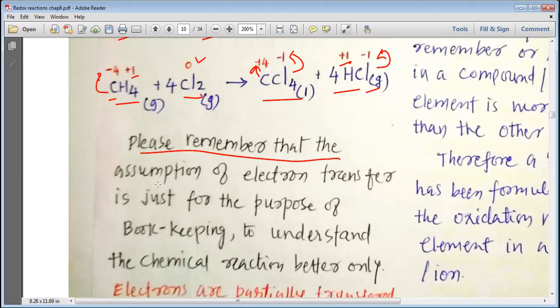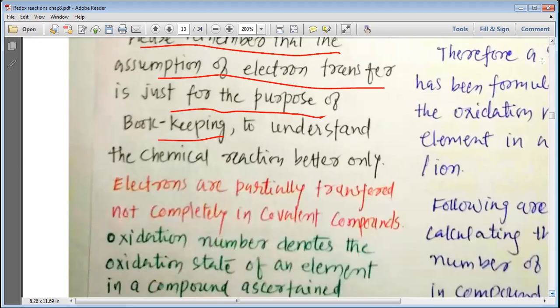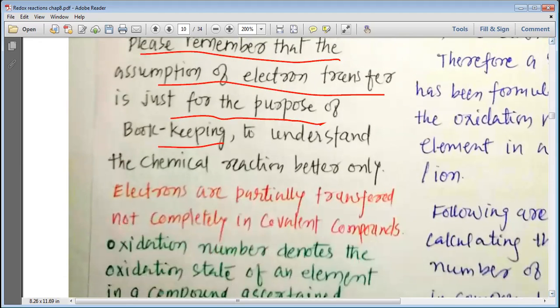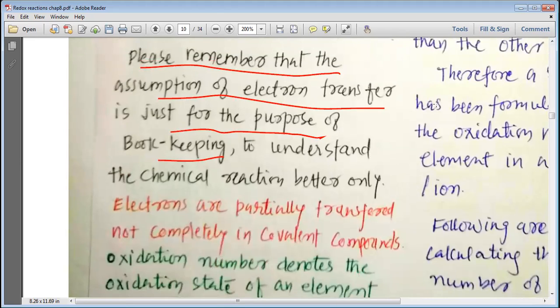Please remember that the assumption of electron transfer is just for the purpose of bookkeeping. Bookkeeping means maintaining an account so that we can understand how the electrons can be transferred. There is no actual transfer, but just to maintain the record, just to understand it mathematically, just to understand how it takes place, it is just for bookkeeping. The actual transfer is not possible.